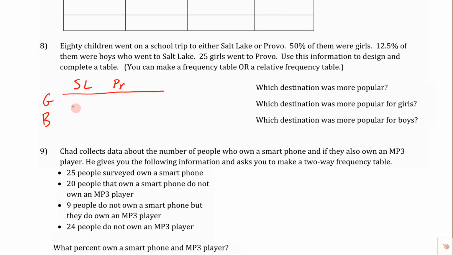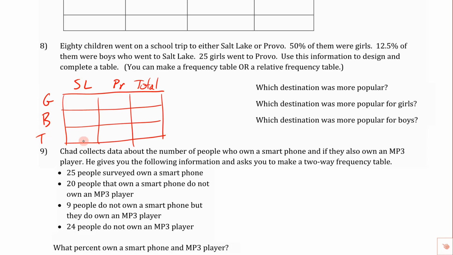But remember, we're going to have a total for each one of these. So I'm going to come down here and go like this. There's the girls, there's the boys, and we've got a row total here, and then we're going to have a column total for each one of these. Okay, so let's take a look here. 80 children went on the school trip. Well, 80, that's the number for the table total. So I'm going to go ahead and put 80 here.